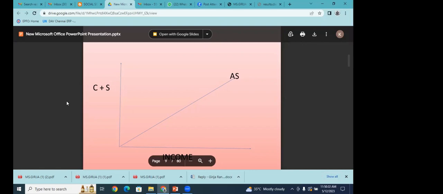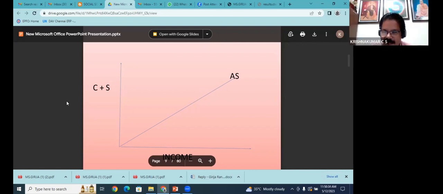Because no income, no saving. Aggregate supply is 0. National income also will be 0. No production, no income generation. And why is it a 45-degree line? Why is it a 45-degree line starting from the origin?